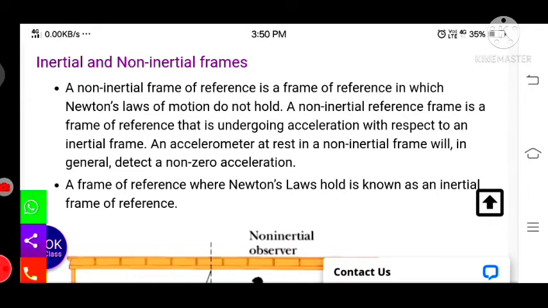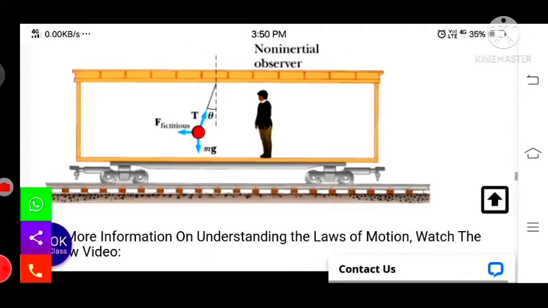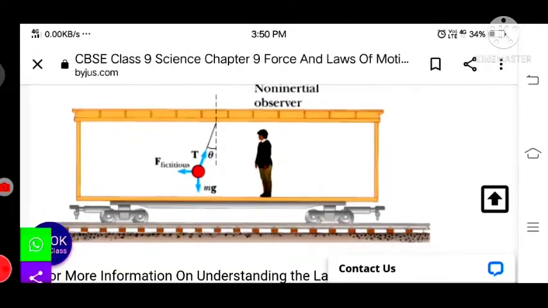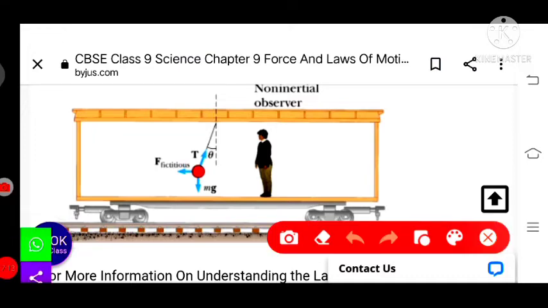So if there is no acceleration in an object, then it will be a non-inertial frame. A frame of reference where Newton's laws hold is known as an inertial frame of reference. So we understand the non-inertial frame with the example of a diagram or a picture.